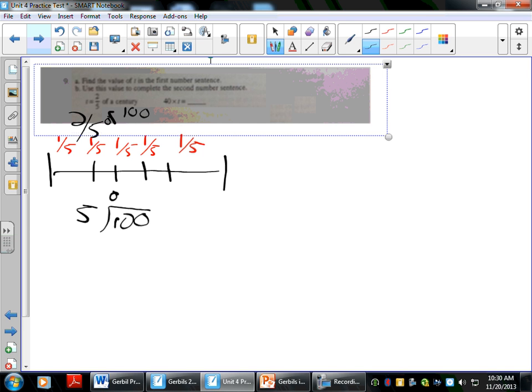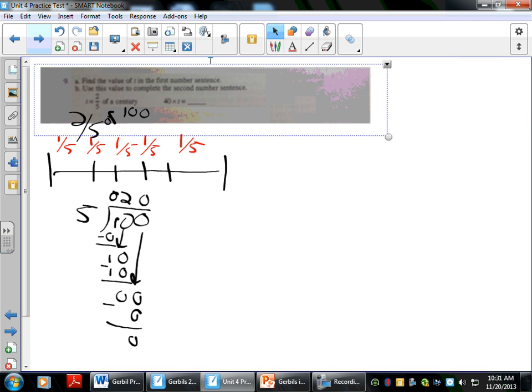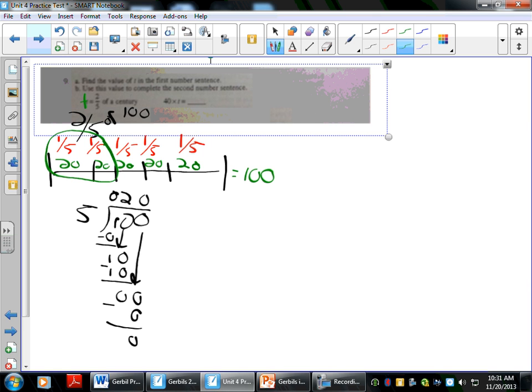5 goes into 1, 0 times. How many times can 5 go into 10? Goes in there twice. We have a 10. How many times can 5 go into 0? 0 times. Done. So we have a 20 in each one of these spots, which makes sense because 20 times 5 equals 100. So t is 2/5 of 100. So I have to take 2 of these because that'd be 2/5, which is 40. So my t equals 40.